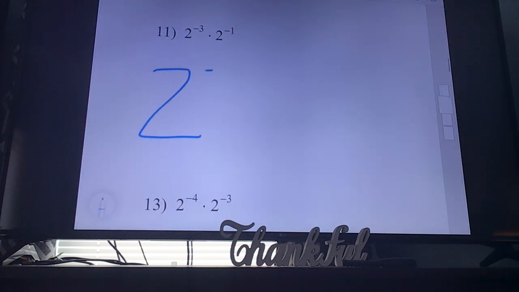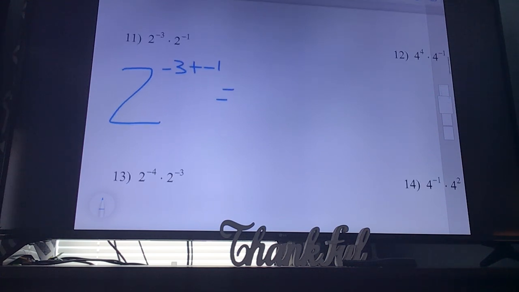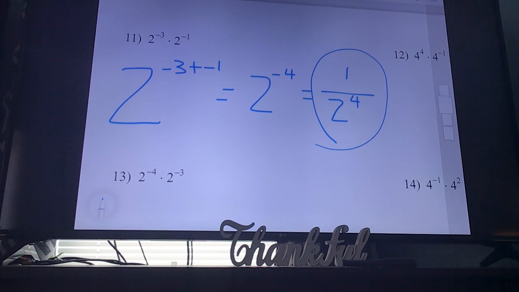When we have the dot, we're going to keep our same big, and we add the littles together. And so you're going to have negative 3 plus negative 1. Well, you're going to have 2 to the negative 4. We got negatives, and where do negatives go? They got to go to the bottom. And if there's nothing on top, what do we put on the top? A 1. Sorry, I'm writing on an iPad with my finger, and so my stuff does not look very nice today, but take it.